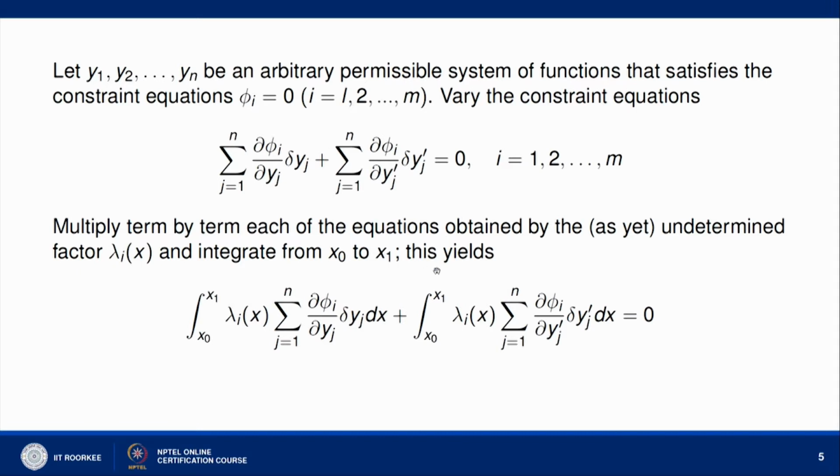As we discussed there, what we try to do here is multiply each term by lambda i and integrate from x naught to x1. We have the integral from x naught to x1 of lambda i of x, the sum over j equal to 1 to n of partial phi i by partial yj delta yj dx, plus the integral from x naught to x1 of lambda i of x, the sum over j equal to 1 to n of partial phi i by partial yj dash delta yj dash dx, equal to 0. So again we have the addition of this term.